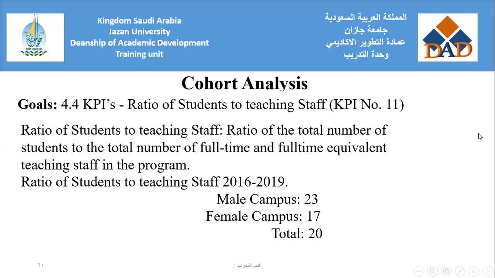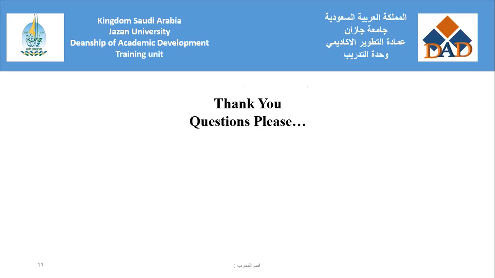And the ratio of students to teaching staff. We have a total of 29 staff. In the male campus, for every 23 students, there is one faculty in our program. Whereas in the female campus, for every 17 students, there is one faculty in our program. On average, for 20 students, there is one faculty in our program. Thank you for listening. Any questions, please?